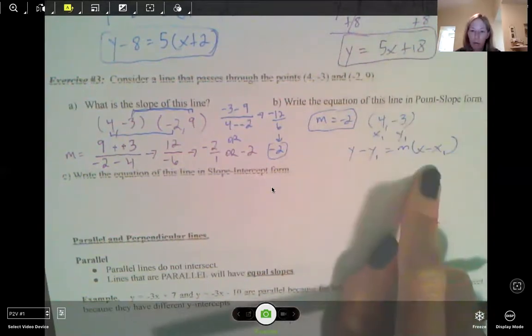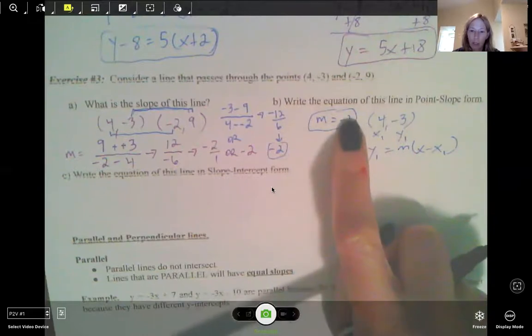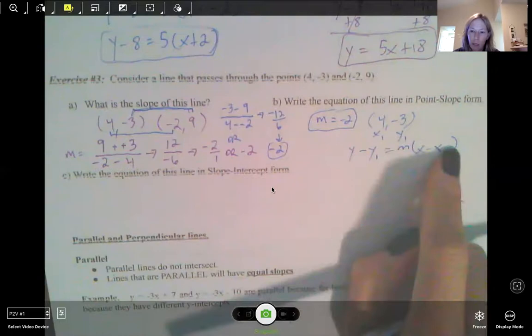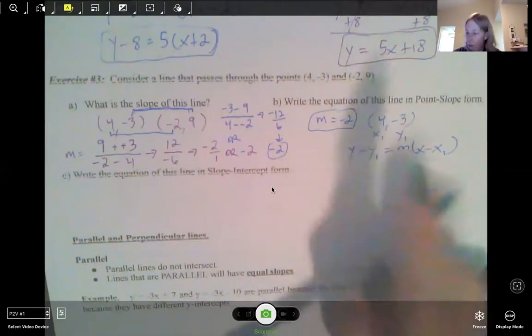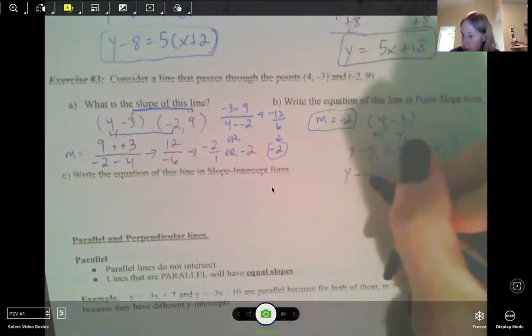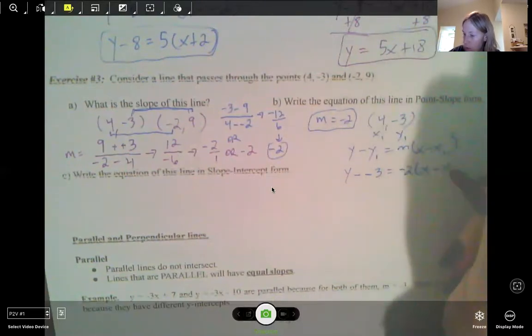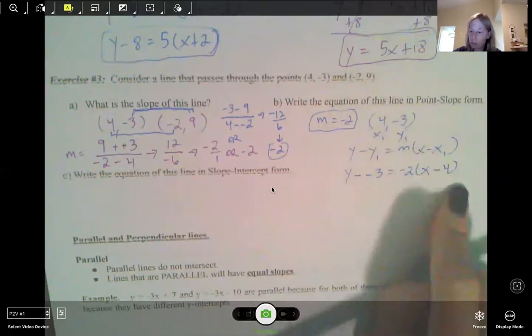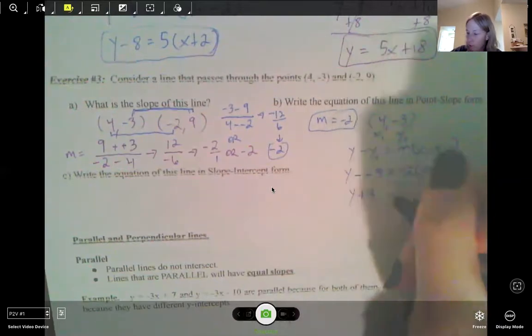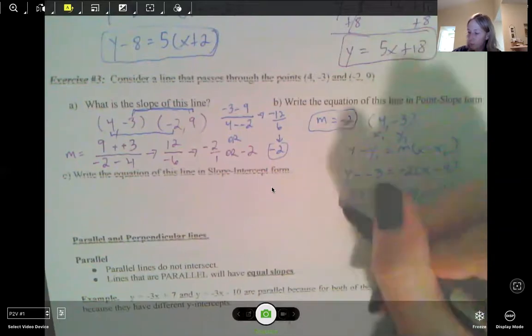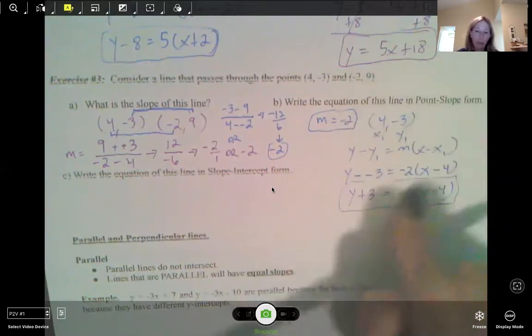This is point slope form. So now we just replace: -2 goes in for m, 4 goes in for x1, and -3 goes in for y1. So y minus a -3 equals -2 times x minus 4. And then we simplify this. So it'll be y plus 3 equals -2 times x minus 4. So that's point slope form.